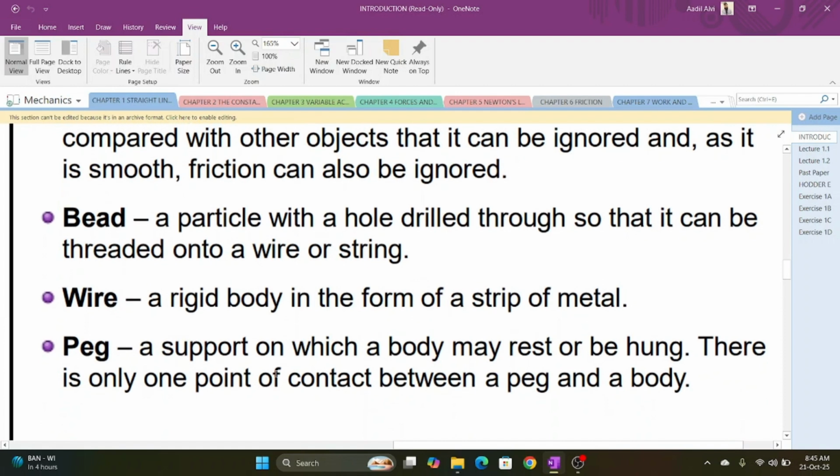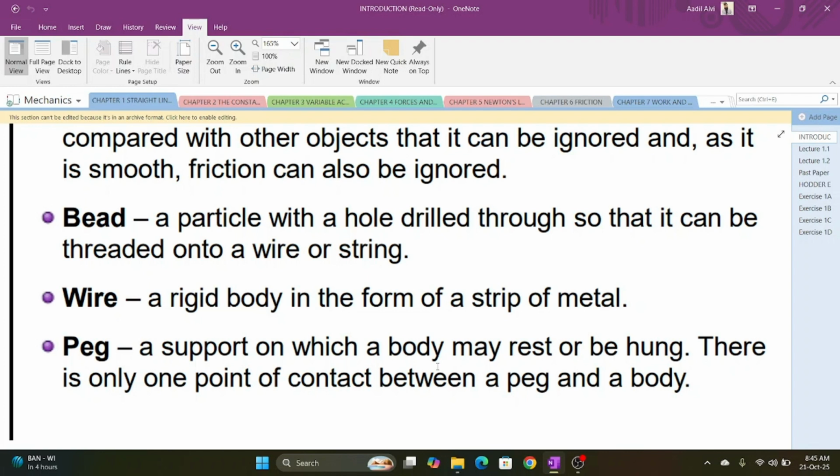Then we have a peg. A peg is a support on which a body may rest or be hung. I'll give you an example of this. If any of you have gone camping, you know how they fix the tents. They have a rope, and that rope goes over a wooden piece. Part of that wooden piece is in the ground, and part of it is above the ground. So you tie the rope around that and fix onto it. That particular piece of wood is called a peg.